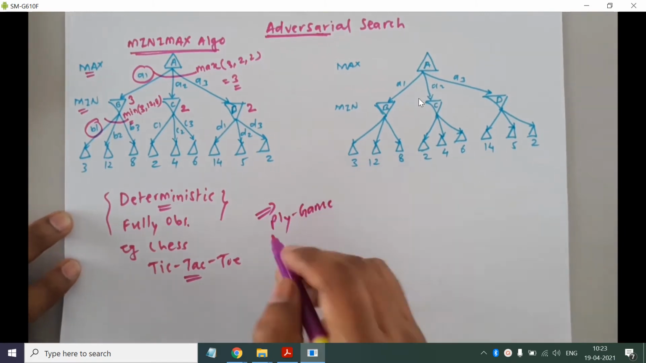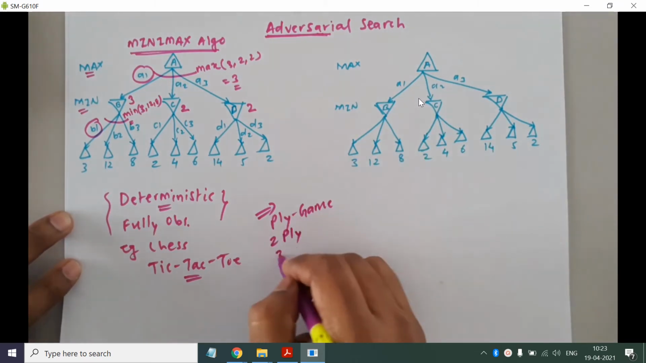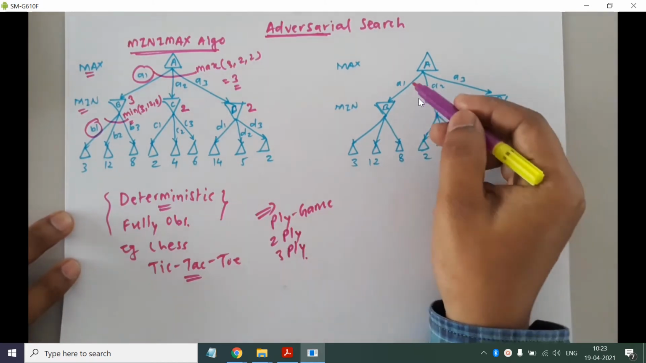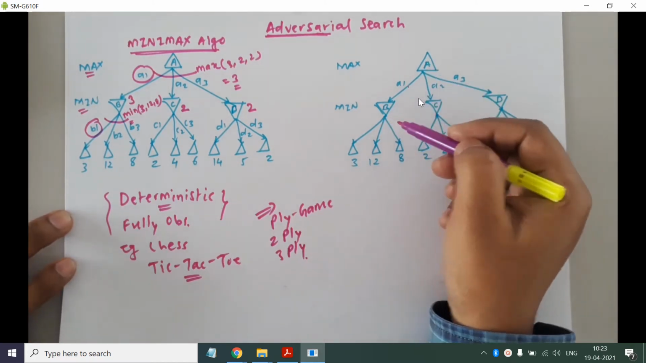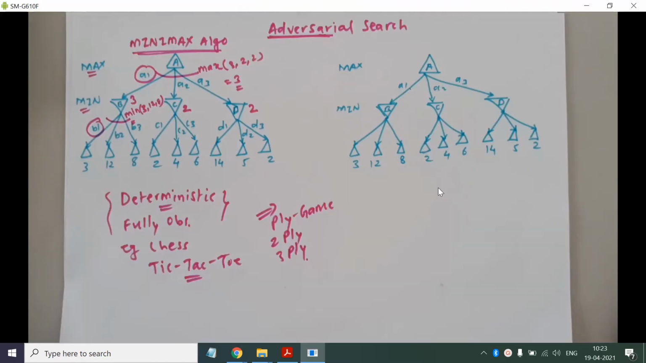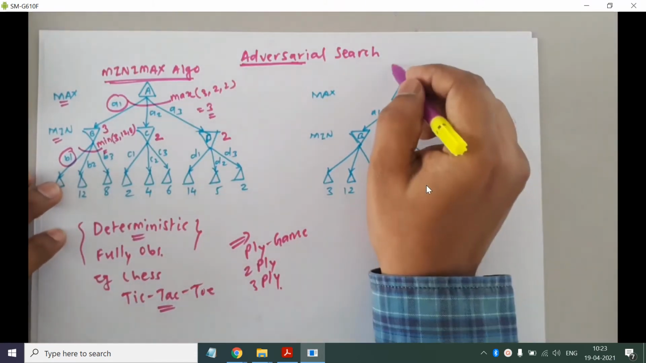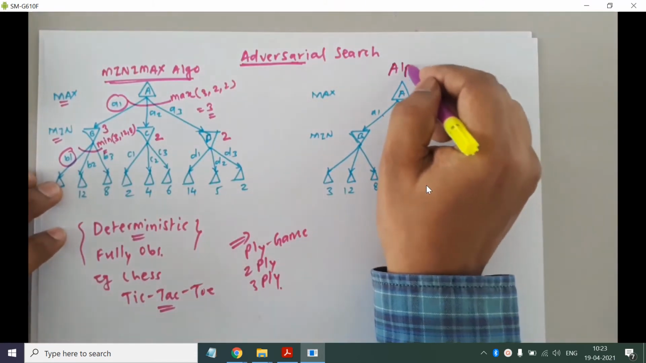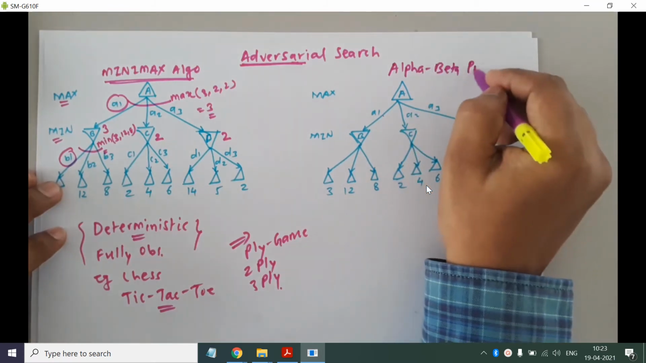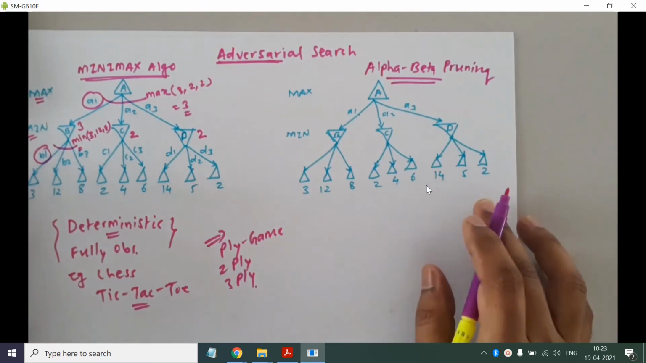Okay, and based on the number of levels we either have a 2 ply game or a 3 ply game and so on. So this is an example of a 2 ply game. So we have 1 and 2 levels. Okay, so it is a 2 ply game. So this is all we have seen up till now. And then in the last class you might have gone through the alpha beta pruning algorithm. Okay, so let us revise alpha beta pruning very quickly.